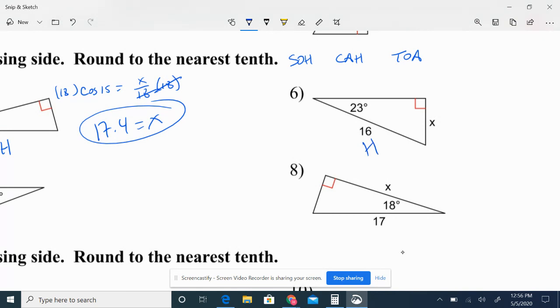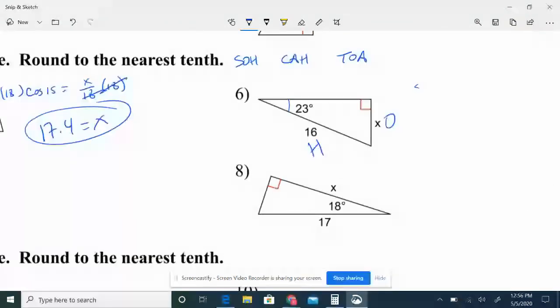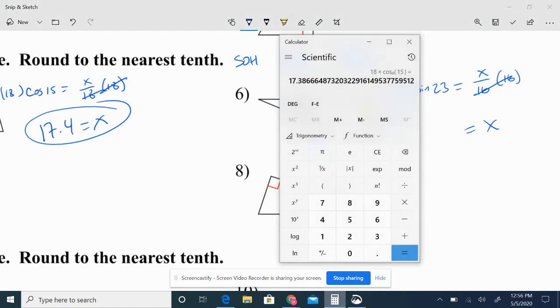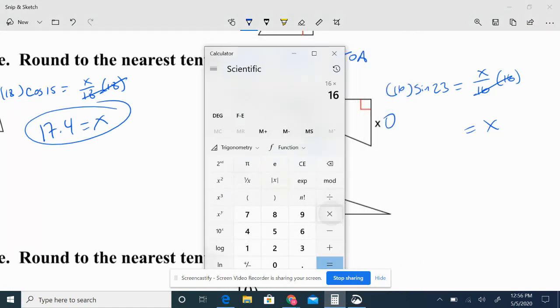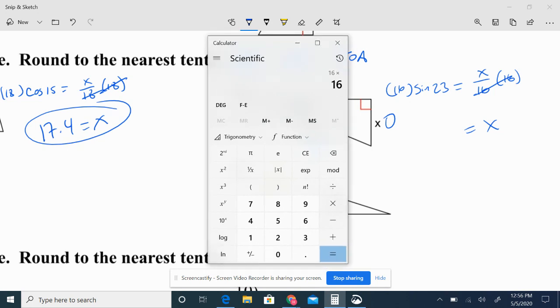Take a look at number 6. I have the hypotenuse and I have the opposite. So that means I'm going to be using sine. I have that sine of 23 degrees is equal to x over 16. The x is on top, so let me multiply both sides by 16 to get x by itself. Let me grab my calculator, so I have to go 16 times. In my case, I had to type in the number first and then sine. I take a look at my calculator. 16 times sine of 23.